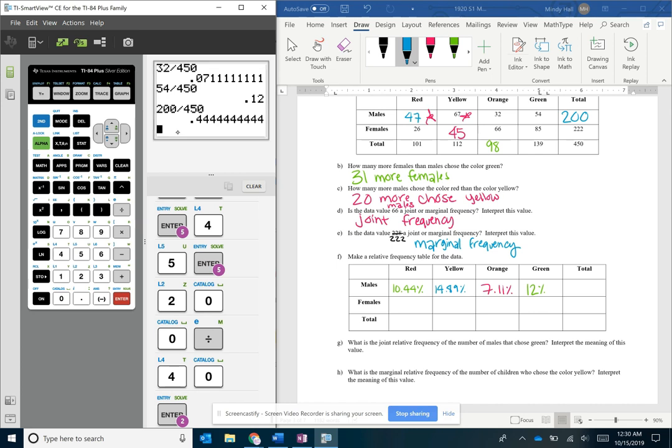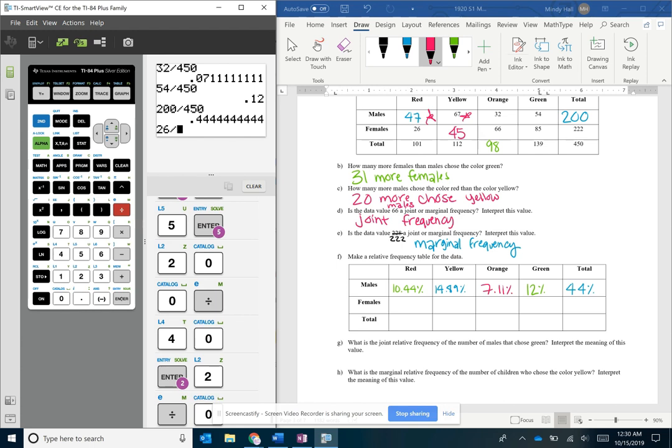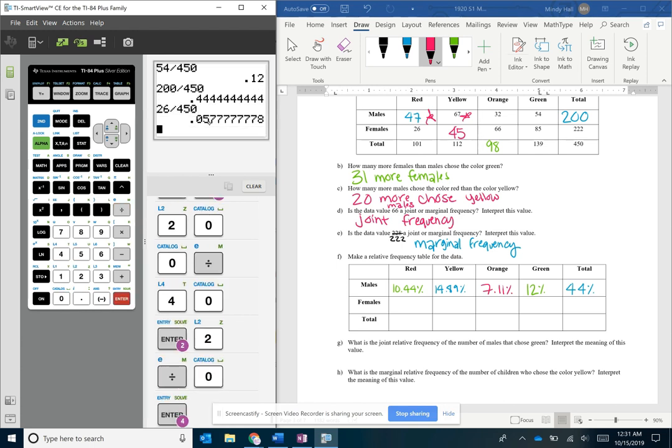And some of you may have noticed that these numbers don't add up quite right. So we have some editing to do, unfortunately, but it is okay. But we have 44%. So then with that, with females, we have 26 out of 450. So 26 divided by 450 gives us 5.78%.